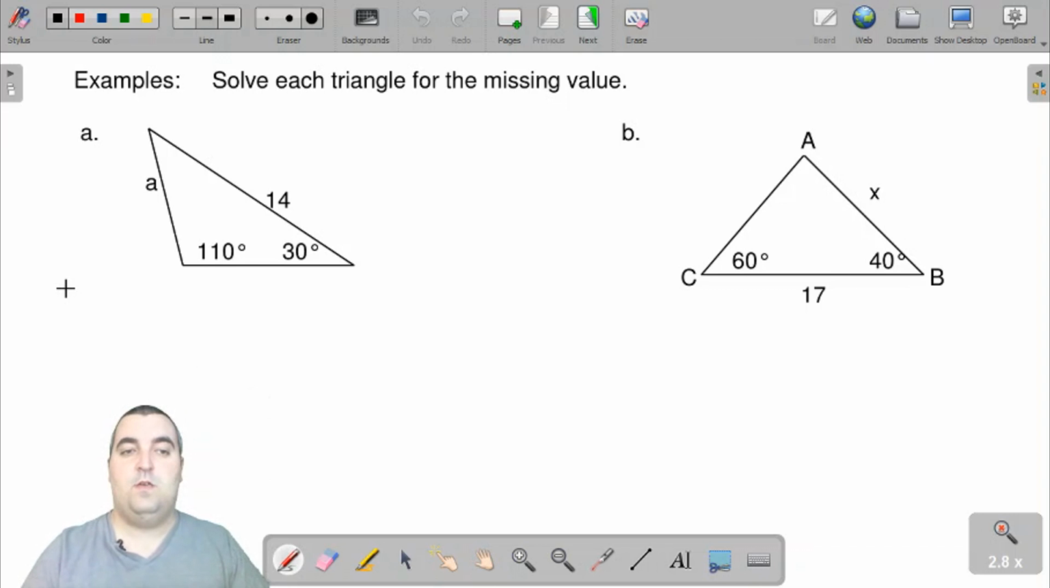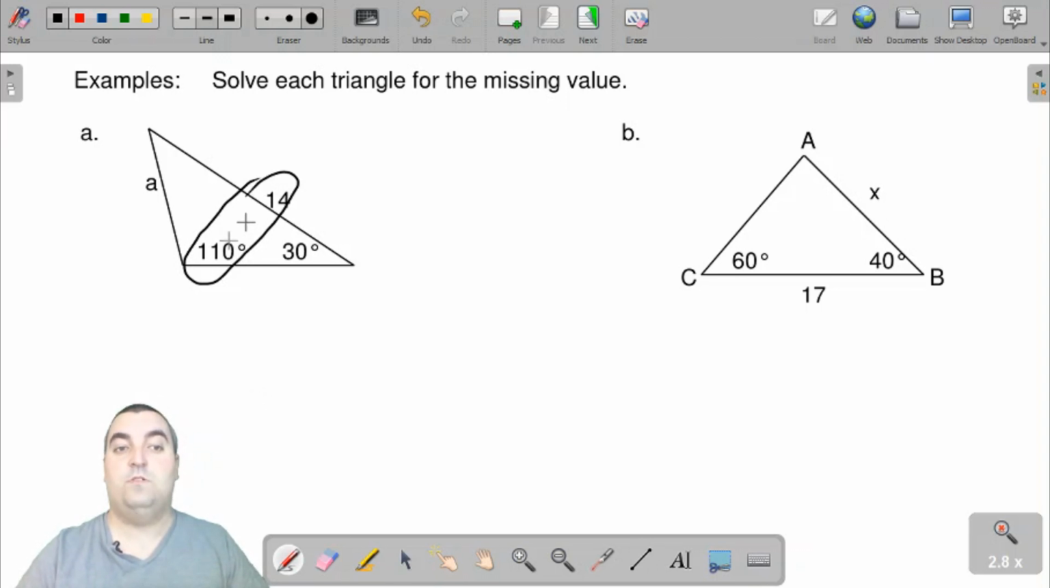So here, the biggest thing with law of sines is you have to have an angle and a side that correspond. So one angle and a side across from it, you have to have at least one. If you don't, you can't use law of sines. You'll probably end up using law of cosines.